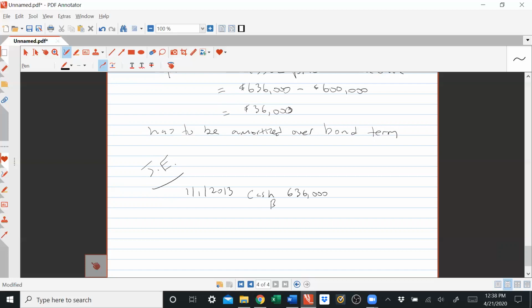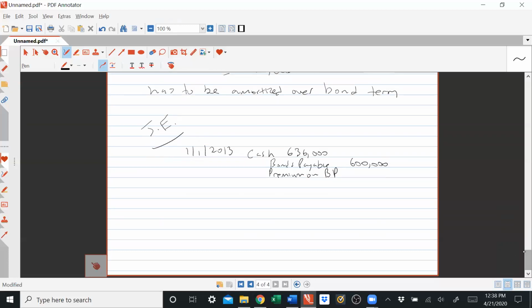credit bonds payable, right? Because we've given them this promise that we're going to pay them back $600,000 20 years from now. And the difference is credited to an account called premium on bond payable. Premium on bond payable is an adjunct account to bond payable. Premium on bond payable starts with a balance of $36,000.